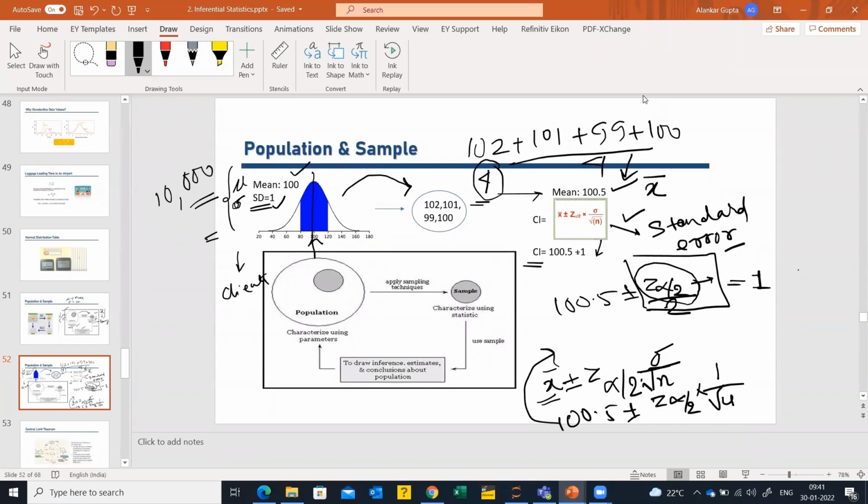Here we are assuming that we have sigma, which is the standard deviation of the population. But in the real world, if you take the example of the exit poll, I don't think we can go and calculate the standard deviation of the entire population. So how do we come to a confidence interval when we only have data on the sample?